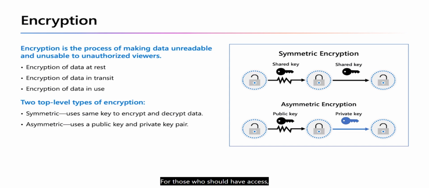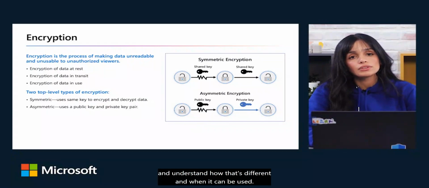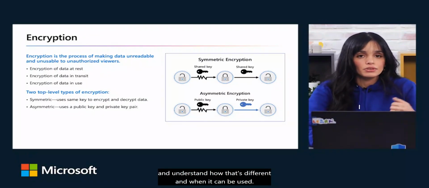And for those who should have access, they should be able to use some sort of method to convert this unreadable data back into readable format. This is the process of encryption and decryption of the data. Typically, we have two different formats that we use within encryption, and depending on the need, we will use different types of encryption. Now let's have a look at the symmetric encryption type and understand how that's different and when it can be used.